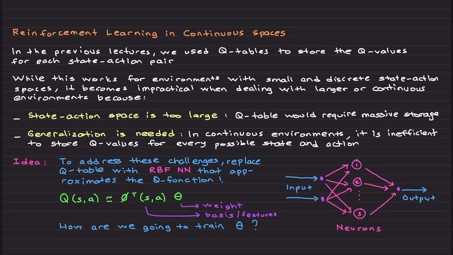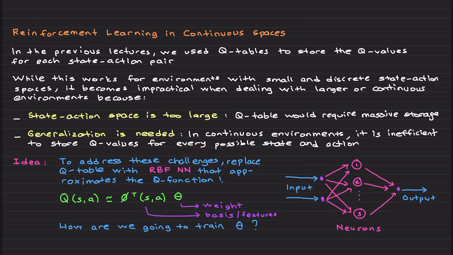And when environments become larger or continuous, basically it is impractical to store those Q values in Q tables. Because the state action space is too large, the Q table will require massive storage, and we need a generalization. In continuous environments, it is very inefficient to store Q values for every possible state and action.